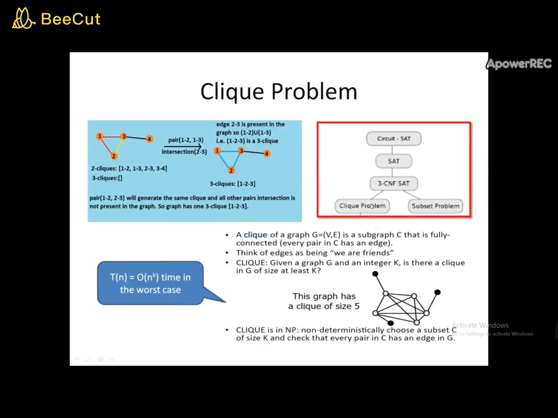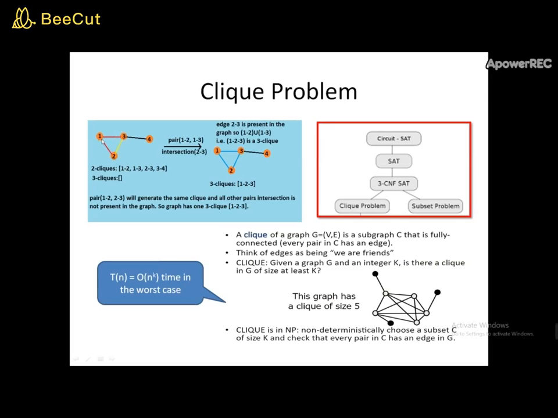Before we move on to understanding the reduction of 3CNF to the clique problem, I'll first tell you what a clique problem is. Clique problem is nothing but, given a graph, so you have a graph like this, a clique is a subgraph that is fully connected. That is, every pair in C has an edge. Say for example, I take this. Now 1, 2 and 3, I can say this is a 3-clique, right? And if I say 1 and 3, that is a clique with 2 vertices.